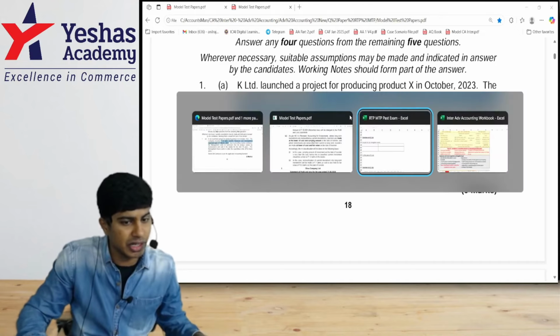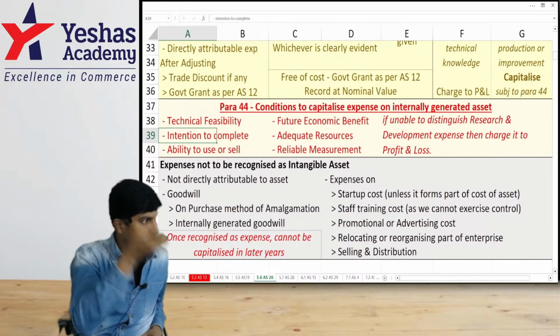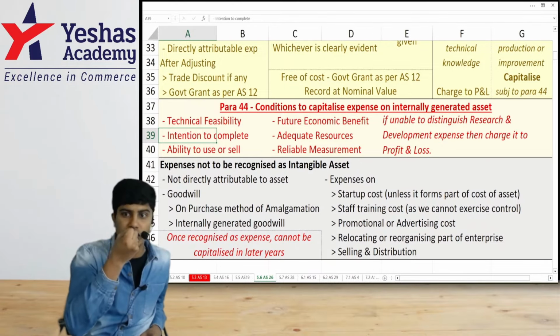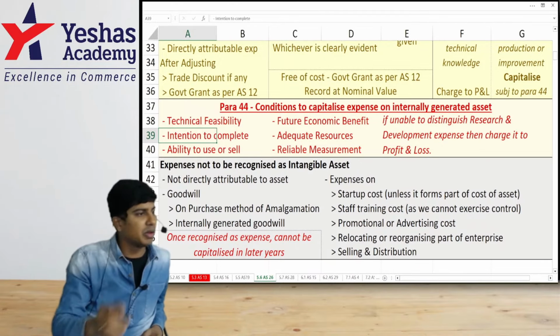See this? There should be technical feasibility of that particular project. There should be intention of ours to complete that project. We should have the ability to utilize that development or research project outcome, or we should be able to sell that, or we should be able to generate future economic benefit from this project. Ultimately, we should have adequate resources to complete this project, and there should be reliable measurement of the cost to be incurred to complete. Only when all the six checkpoints are ticked as per para 44 of AS 26, such development cost will be capitalized into an asset.